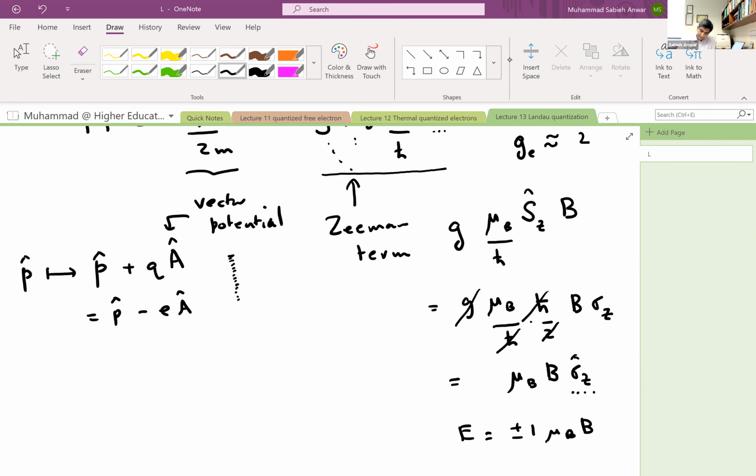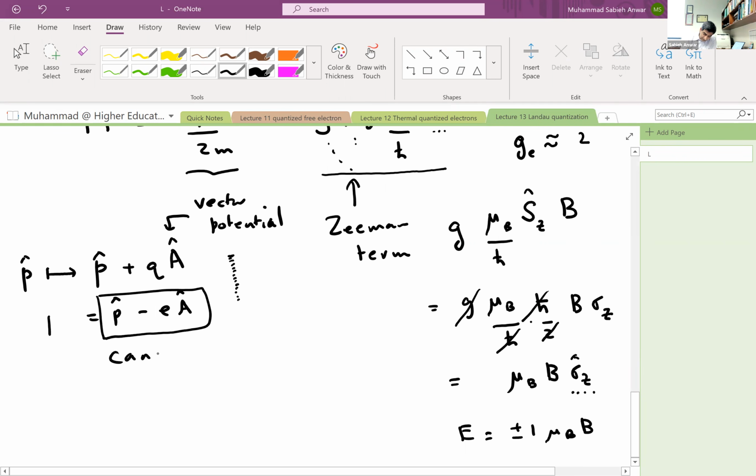So for now, we say that in the presence of a magnetic field, the P has to be replaced by the canonical momentum, which is given by this thing here. Now, why do we do that? Because it is only the canonical momentum which satisfies the Heisenberg uncertainty relationship with the position operator. So if I were to take the commutator of the position operator with the mechanical momentum, the answer would not give me that.